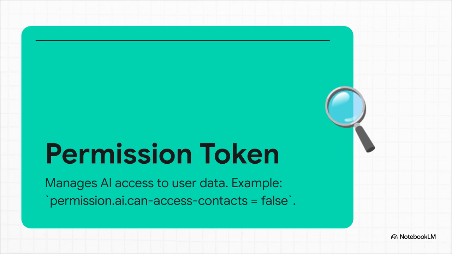Next, permission tokens. These are basically a privacy remote control that we hand directly to the user. In this case, the token permission.ai.canAccessContacts is set to false. So if the AI needs to send an email for you and tries to look at your address book, the system checks this token first. It sees false and stops the AI cold. It might even prompt you for one-time permission. The point is, you are in the driver's seat.